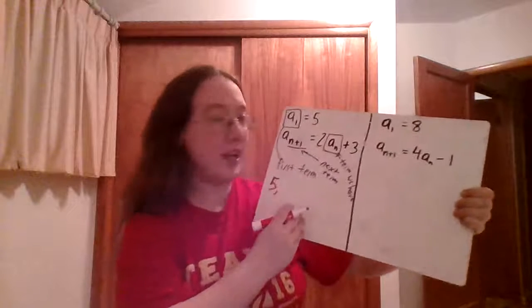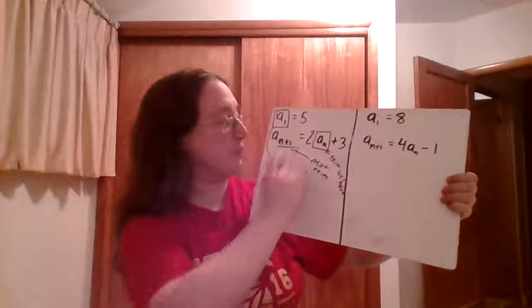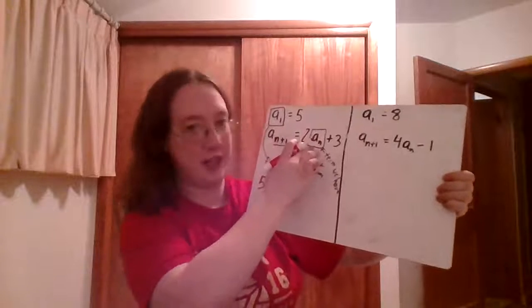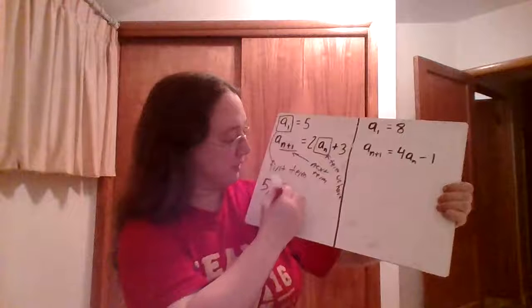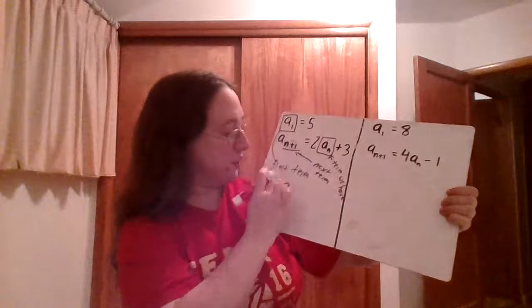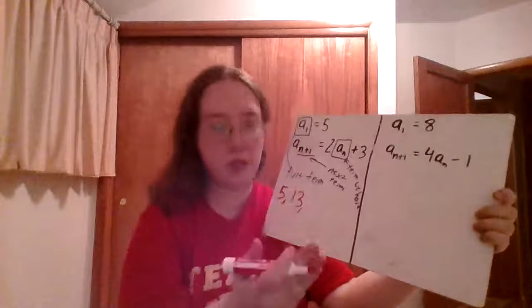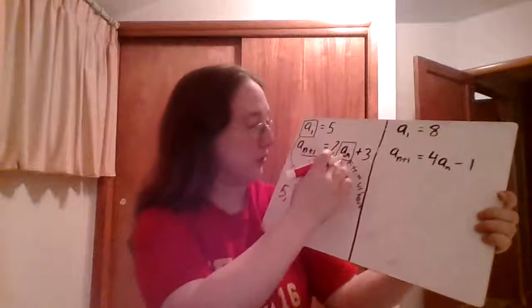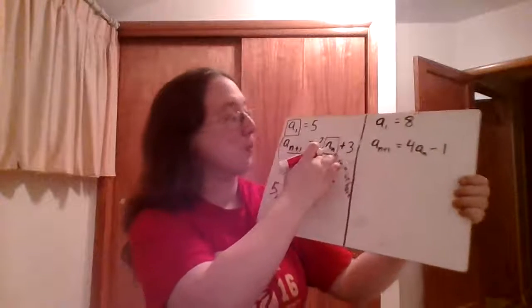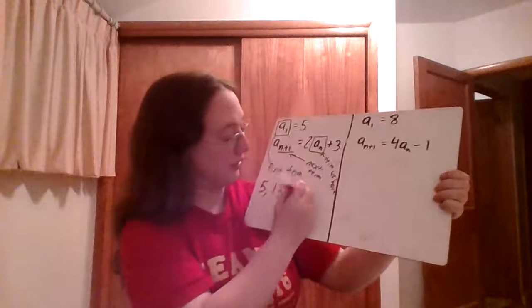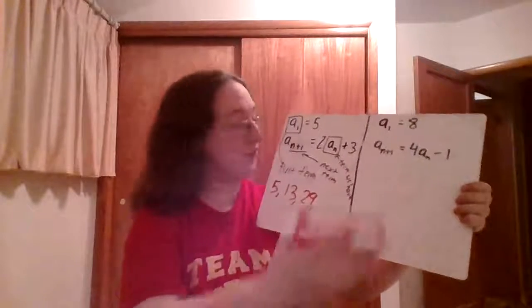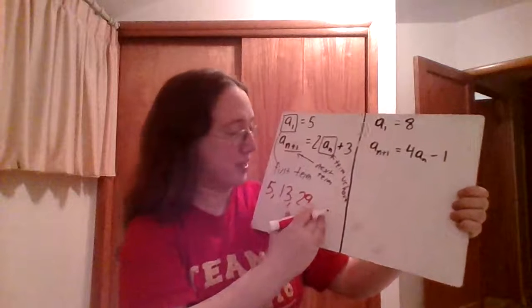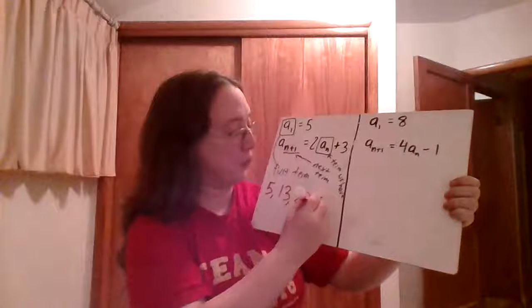And then to get the next one, we're going to take that 5 and plug it in. So we take 2 times 5, that gives you 10, and then add 3, that gives you 13. Then we do that again, but with the 13 now. 2 times 13 gives you 26, 26 plus 3 gives you 29. And then we do the same thing with the 29. 2 times 29 gives you 58, 58 plus 3 gives you 61.